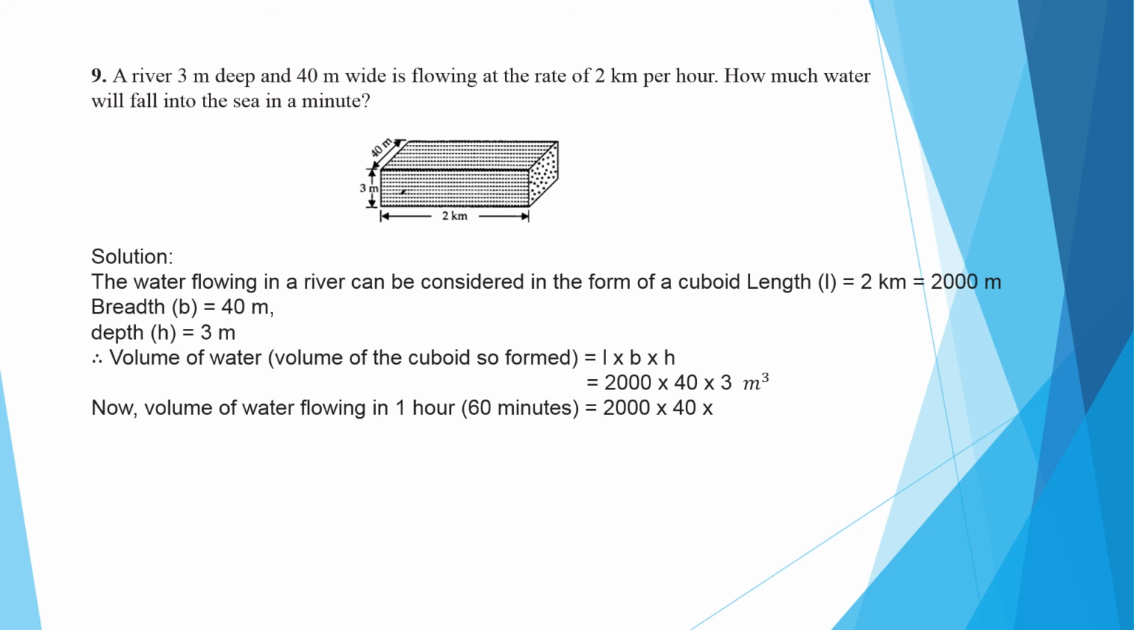1 hour contains 60 minutes. We need to find it for 1 minute, so we divide by 60. So this total volume will be divided by 60: 2000 into 40 into 3 divided by 60. After calculation, we get 4000 meter cube. In this way, we will solve this question. I hope the solution is clear. The rest you can do as homework. Thank you.